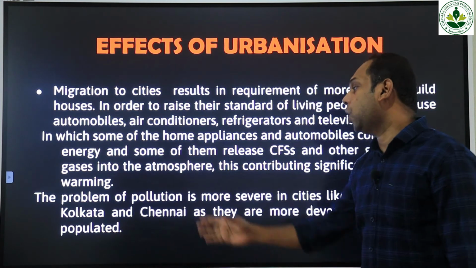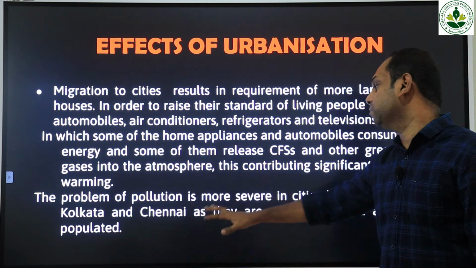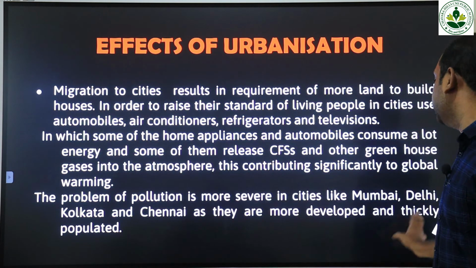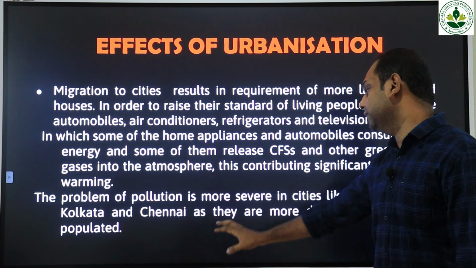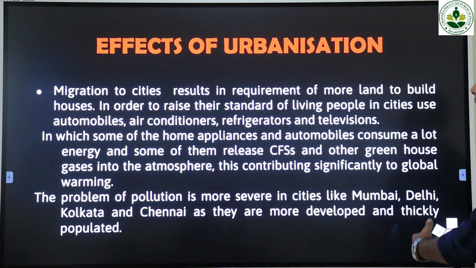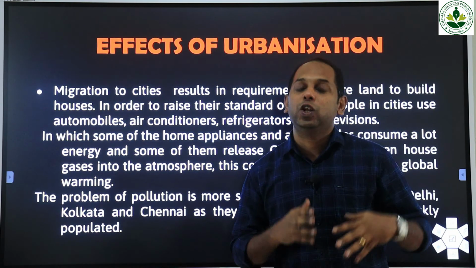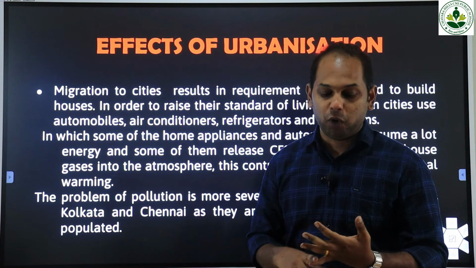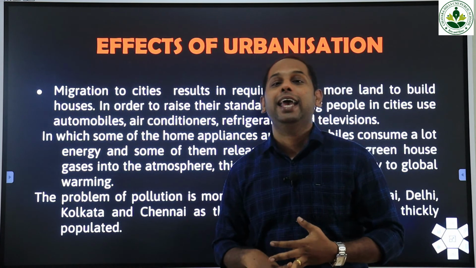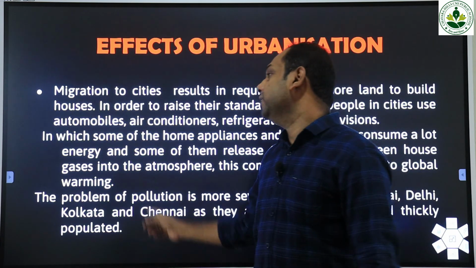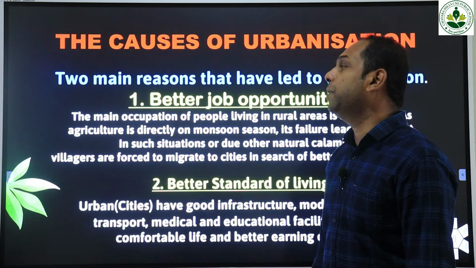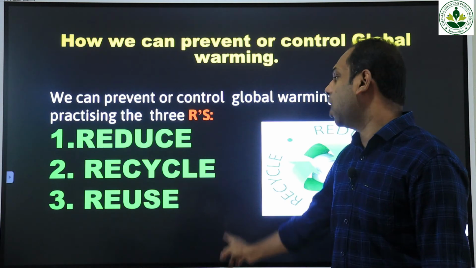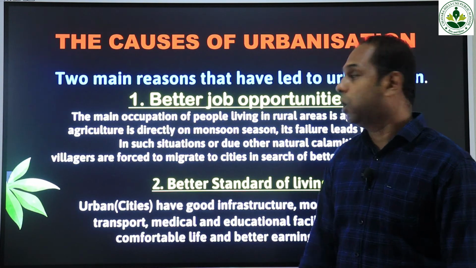Then the problem of pollution is more severe in cities like Mumbai, Delhi, Kolkata and Chennai, as they are more developed and thickly populated. So compared to villages, cities are more affected by pollution like water pollution, land pollution and air pollution. Okay, so this all happens due to urbanization. So this is how urbanization is related to global warming.